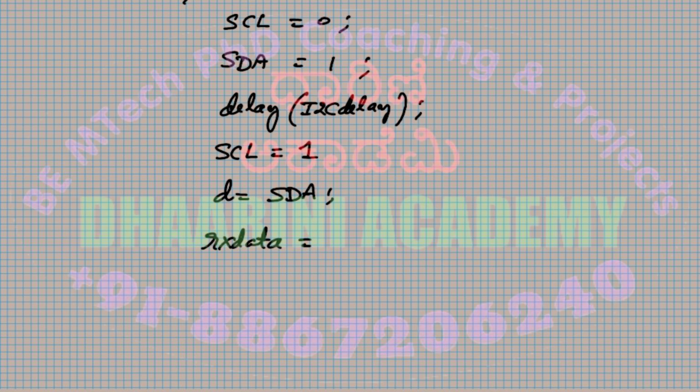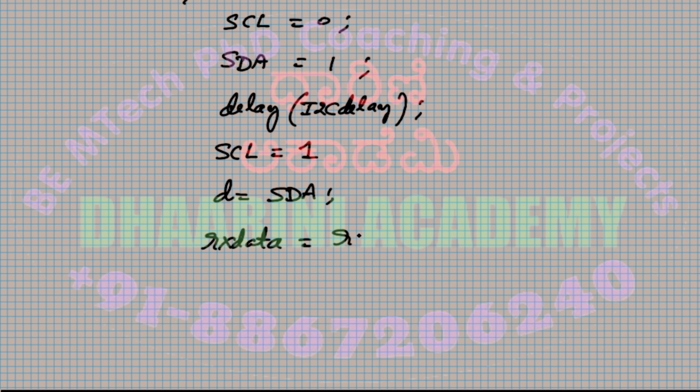OR with 0 gives the actual value itself, right? Whenever you OR 0 with 0, it's 0. When you OR 1 with 0, it is 1. So whatever comes in that is present in D, I can simply do that. Correct? Bit by bit, I'll do this.